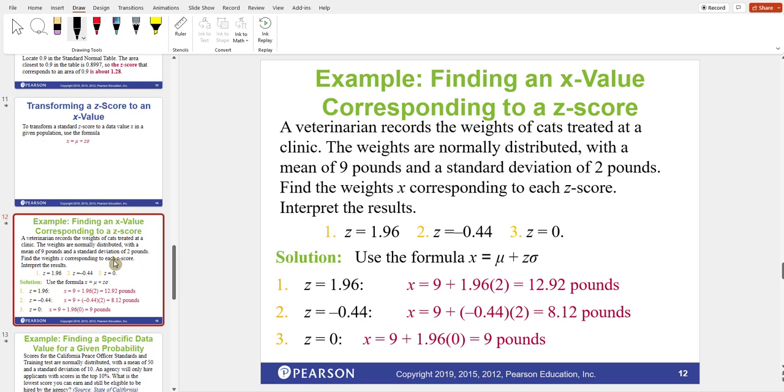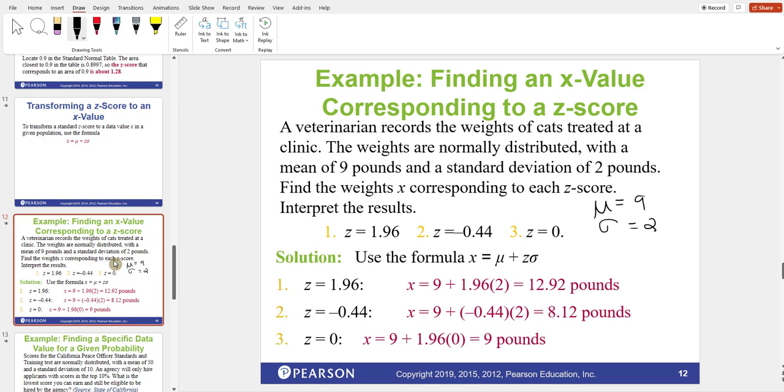Okay, so we got a z-score of 1.96. I'm going to use the formula mean plus z times the standard deviation. So they told us that the mean is 9 and the standard deviation is 2. So to figure out the x value that corresponds with a z-score of 1.96, I just plug all these numbers back in. 9 plus 1.96 times 2. I get 12.92 pounds. So that's my x value.